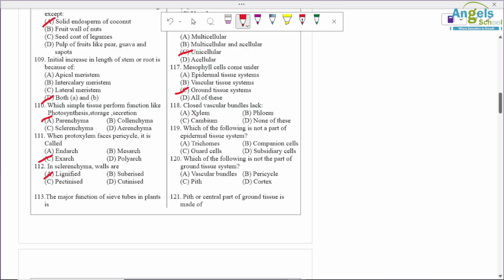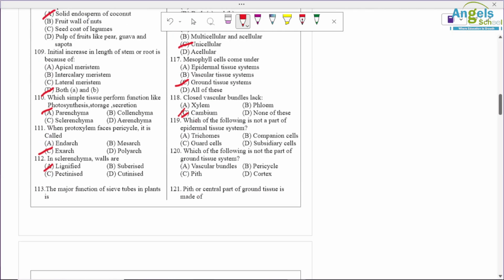Closed vascular bundle lacks. So in closed vascular bundle there is no secondary growth or they cannot divide further. So cambium is absent. So here answer C is right.